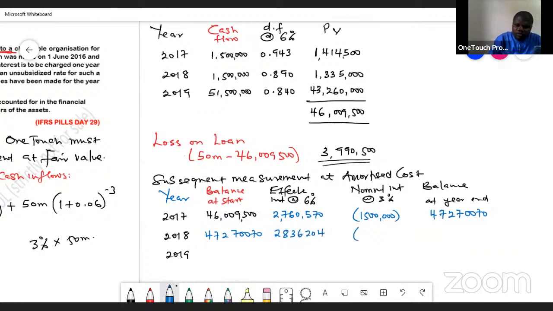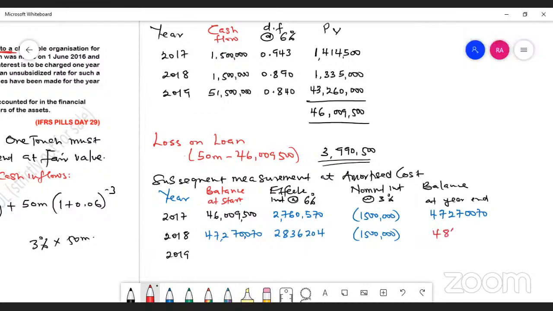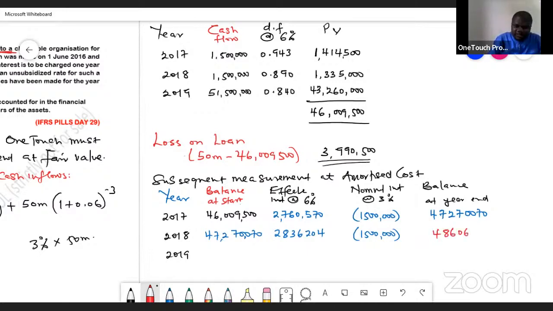283,6204. So minus 1.5 plus 472,700. 4860, 4860, 606, 606,274.